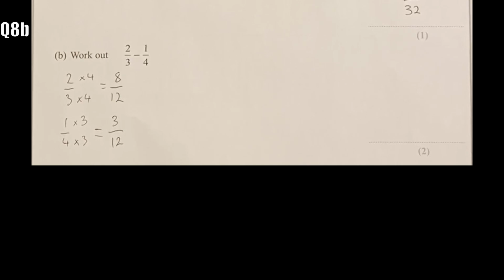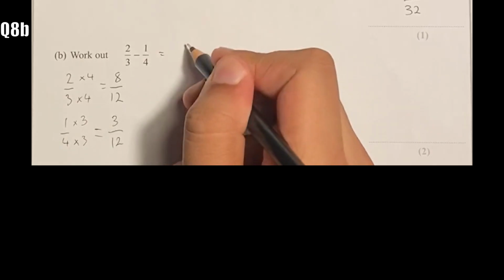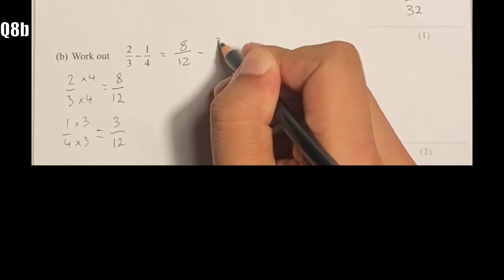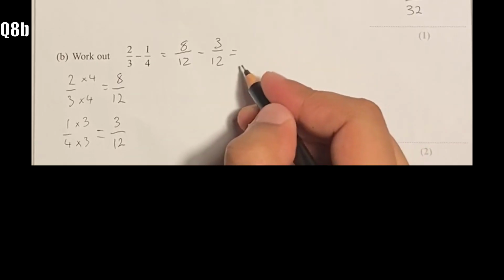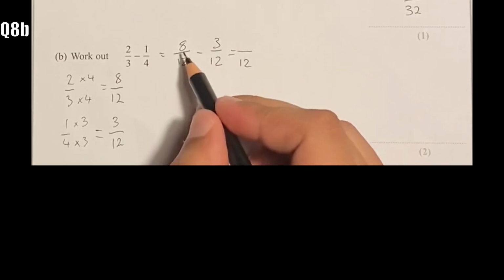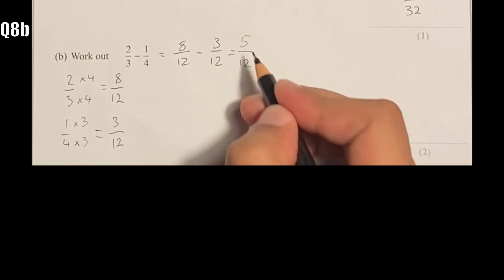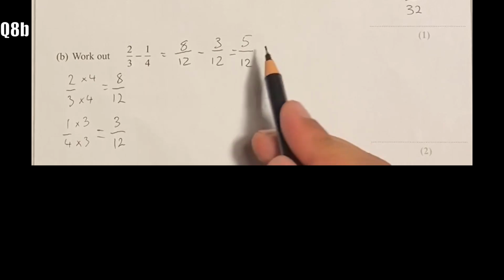Now, rewriting this question, we can now write it as 8 over 12 minus 3 over 12. Now that we have the same denominator, we can keep this denominator within our answer. And as for our numerators, we just minus them. So 8 minus 3 is 5. And once again, we can just double check, can we simplify 5 over 12? No, we can't in this case. And so that is our answer, 5 over 12.